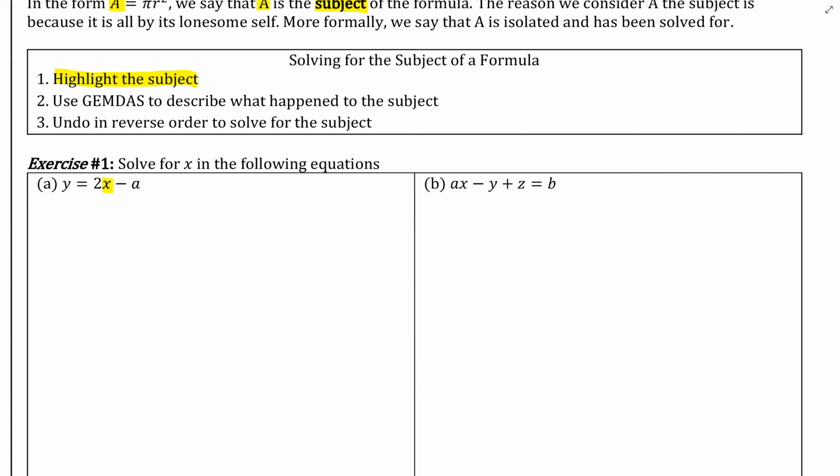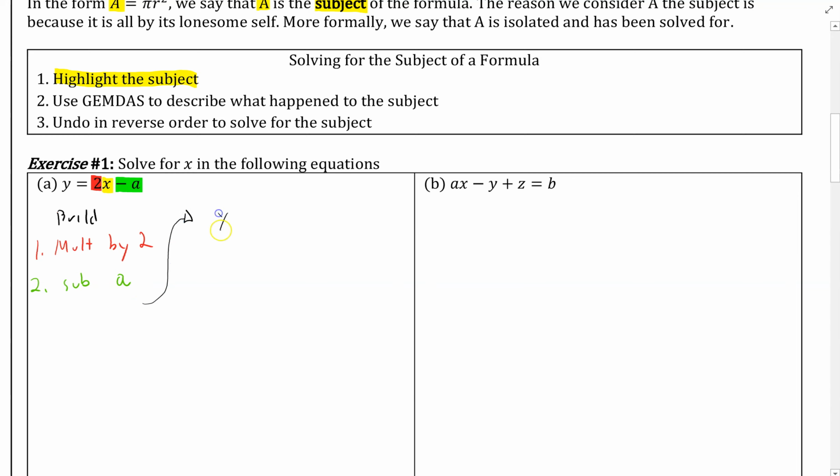Well, using order of operations, first we have the 2, which is next to the x, and so the build order is first the x was multiplied by 2, and then secondly, the minus a means that a was subtracted. So before we had all numbers. In this case, we have some letters, but it doesn't change how we do the problem. Right? Now that we have the build order, we will undo.